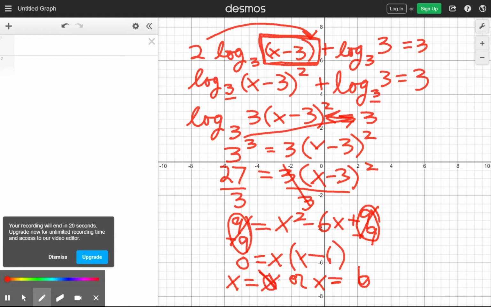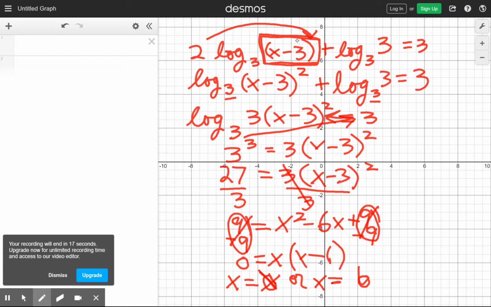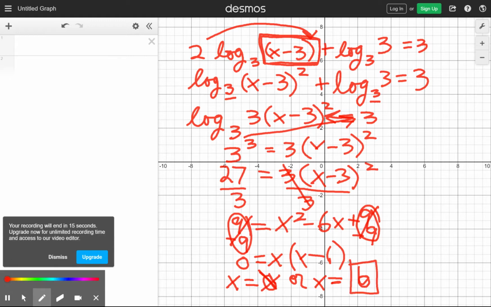When we try the 6, 6 minus 3 is positive 3. That is greater than 0. So 6 is in the domain. So our final answer is x equals 6.